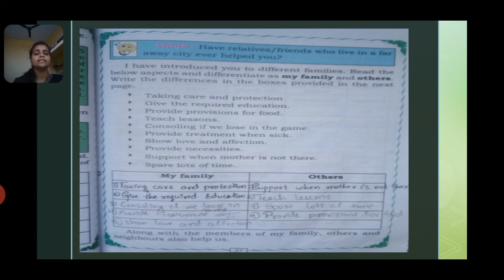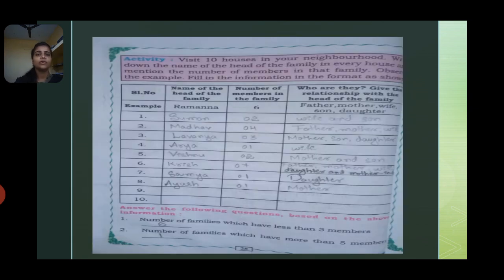Here a list has been given, so read it carefully, pause this video and see what qualities are there in my family and in others. Write it in your reader. In the same way you have to visit, but now you can't visit because the pandemic is going on. Don't go out of your home unnecessarily. You will know the different homes near your home, so try to ask your elders.